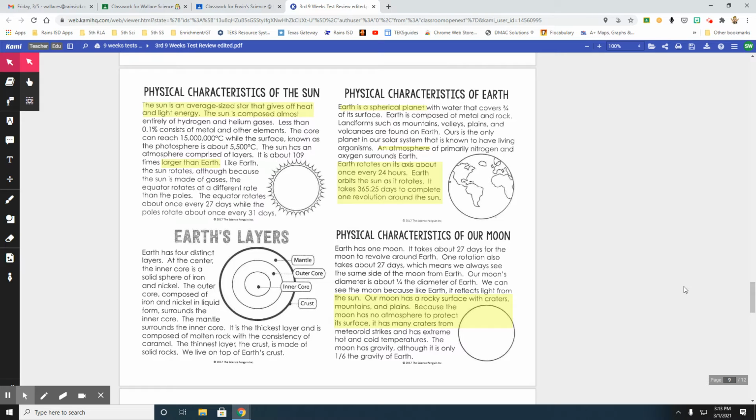Let's talk about Earth a little bit. We know it is a rocky planet. It is the third planet from the sun. 70 to 75% of the surface is covered with liquid water. Because of that, it is able to sustain life. As of March 1st, 2021, it is the only planet in our solar system that life exists on.